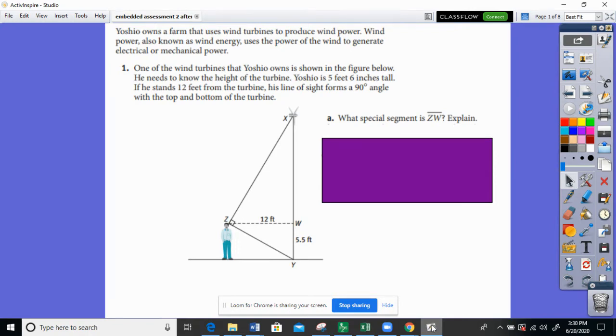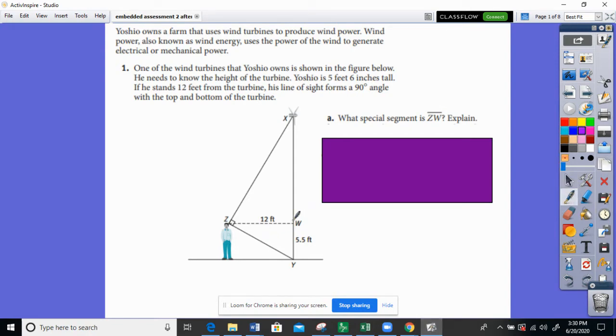Yoshio owns a farm that uses wind turbines to produce wind power. Wind power, also known as wind energy, uses the power of the wind to generate electrical or mechanical power. Number one says one of the wind turbines that Yoshio owns is shown in the figure below. He needs to know the height of the turbine. Yoshio is 5 feet 6 inches tall. If he stands 12 feet from the turbine, his line of sight forms a 90-degree angle with the top and bottom of the turbine. So the first thing that they want to know is what special segment is segment ZW?